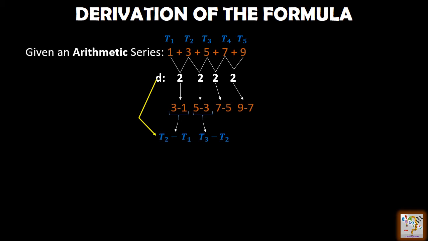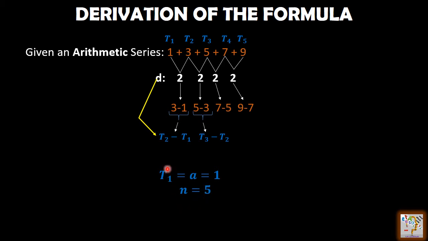Now let's check. We said to determine D, you take T2 minus T1. So T2 minus T1, T3 minus T2, they are equal, they are the same. It is 2 and 2, then is the common difference. But how many terms are we actually having? Okay, we are actually having 5 terms. That is why our n is equal to 5.